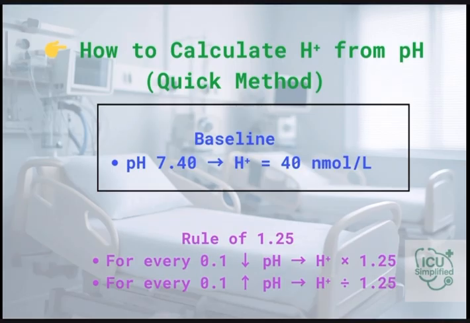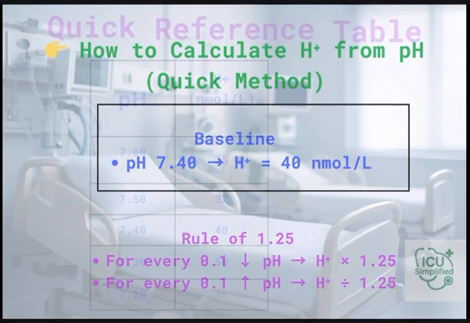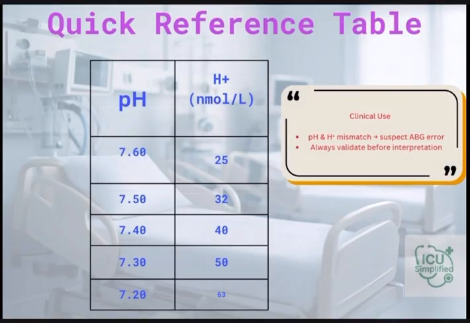And for every 0.1 increase in pH, the hydrogen ion concentration decreases by about 1.25 times. This is a very useful bedside rule to quickly check whether the pH and hydrogen ion concentration are moving in the expected direction, especially while validating an ABG. This quick reference table helps you rapidly correlate pH with hydrogen ion concentration.